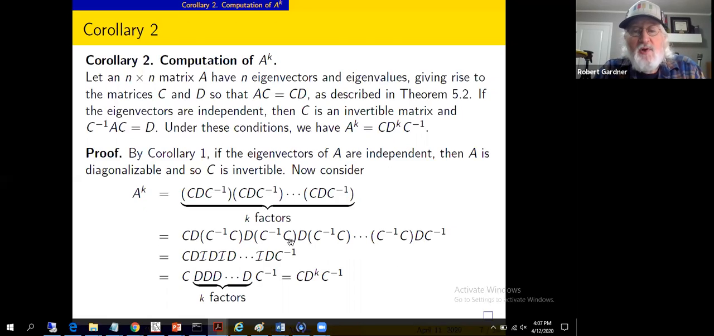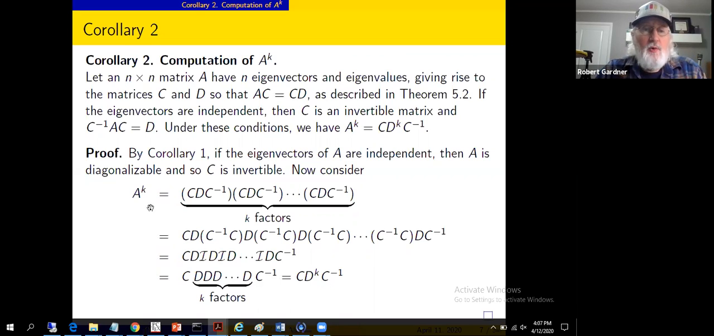All the C inverse C's are going to become identity matrices, except for the first C and the last C inverse. Can't move things around. We don't have commutativity, remember. All those identity matrices we can ignore. They're identity matrices, so they can be dropped or absorbed in the D's. And we get C, D times D times D times D, K times C inverse.